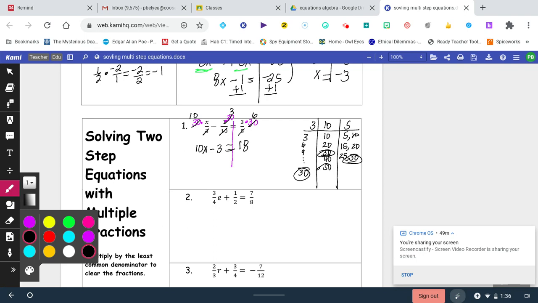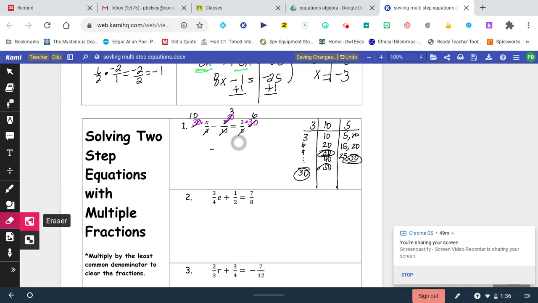Now, some people are not going to like the cross-canceling way. So I'm going to show you another way, okay? If you got the cross-canceling way, just keep working your problem. I'm going to show you another way. You still got to multiply each one of these by 30, okay?